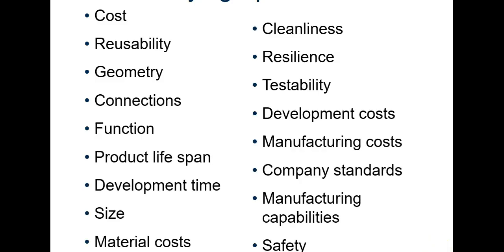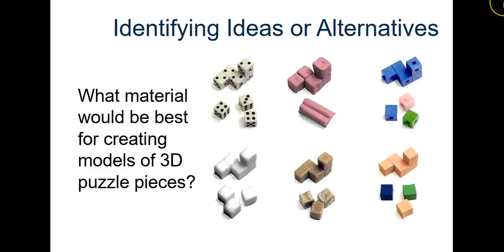There's lots of different things that you can use to judge your ideas, and it depends on the project. Here are some samples. I'm not going to read through them because you can pause and read through them, but I wanted you to be able to see them. So in this case, a group is looking to make some 3D puzzle pieces, of which you can see an example at the top of each material. They have 6 materials to choose from, and they want to know which one is going to be the best for making a 3D puzzle piece.